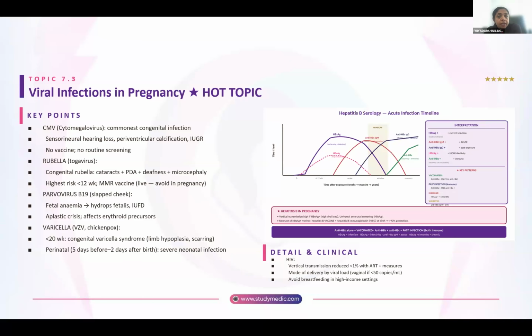There is no routine screening for CMV, and there is no vaccine available for CMV. So CMV can also come as an image-based question wherein they can give the classical features in the baby, and they can ask you what is the organism that is involved here.